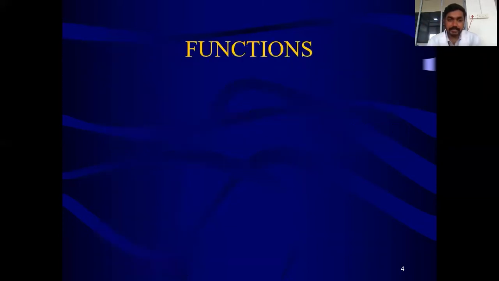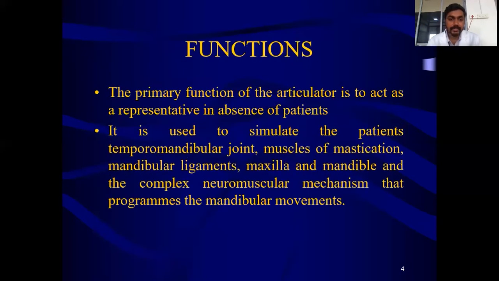By using an articulator, we will be able to simulate the jaw movements exactly as they are in the patient. So what are the functions of an articulator? The primary function of the articulator is to act as a representative in the absence of the patient. After recording the maxillary and mandibular impressions and pouring the cast, if there is a proper occlusion, then in the absence of the patient also, we will be able to fabricate the prostheses with a good occlusion and without any interference in the occlusion. For that purpose, we can use the articulator.